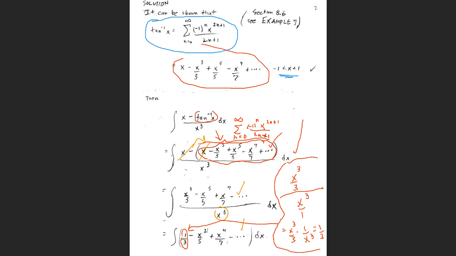And if I take x to the 5th over 5 and divide it by x cubed, I'll get x squared over 5. Because if you have x to the 5th over 5 and you multiply it by 1 over x cubed, that's the same as dividing by x cubed. That gets you x squared over 5.